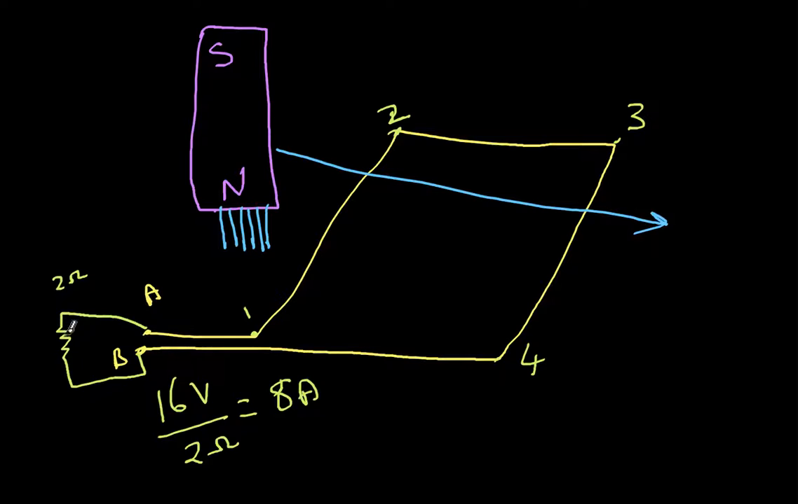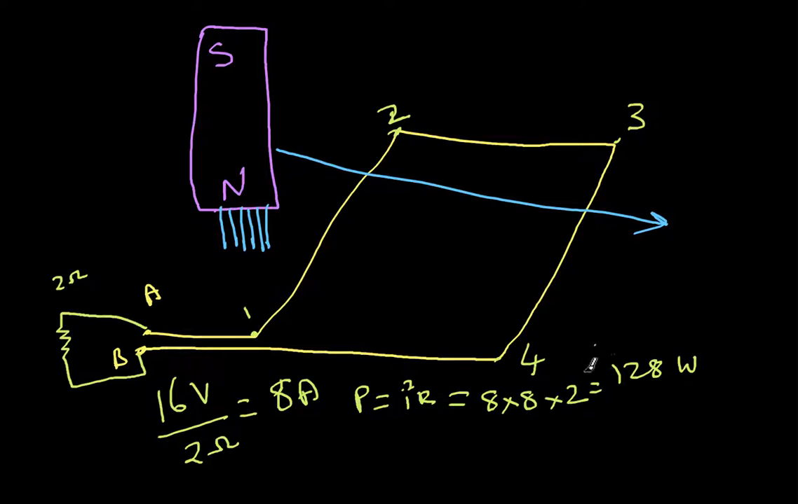So what is the power consumed in this resistance? Power, as you know, is I square R. So I square R, that is 8 into 8 into 2. 8 into 8 is 64, 64 into 2 is 128. So 128 watts.